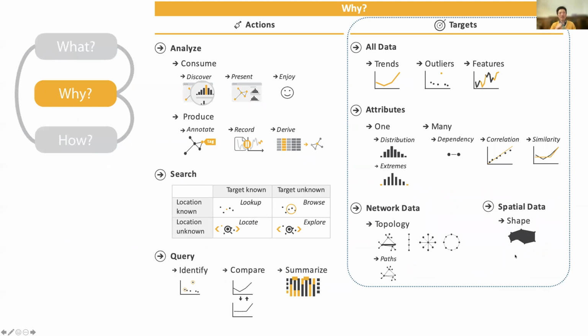Okay, so that covered the action part. We said it has analyze, search, and query. And so that's the top level, middle, and bottom. So for each type of analyze, you have search, one of the 4 different types of searches. And for each of the searches, it can be one of these. For example, for lookup, it can be either identify, compare, or summarize. Depends on what you're looking for.